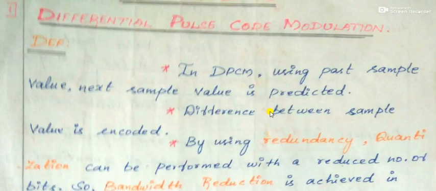Hello students, now let us see about differential pulse code modulation. Definition: in DPCM, using past sample value, the next sample value is predicted. The difference between sample values is encoded. By using redundancy, quantization can be performed with a reduced number of bits. So, bandwidth reduction is achieved in DPCM.